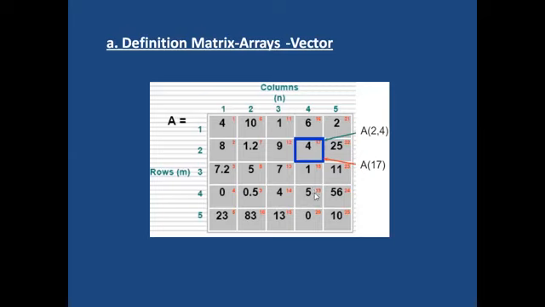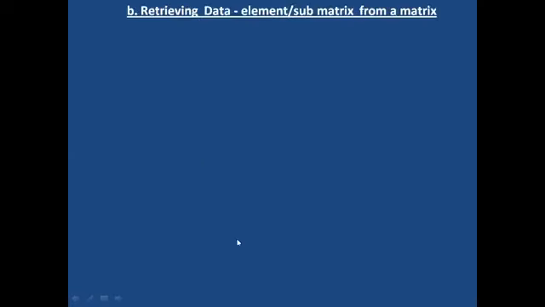So A(1,9) means you can get the value of 5, right? Suppose I am giving A(1,2): 1 represents the first row, 2 represents your column. So first row, second column, I am getting this 10. This is the way in which we are representing an array in MATLAB.